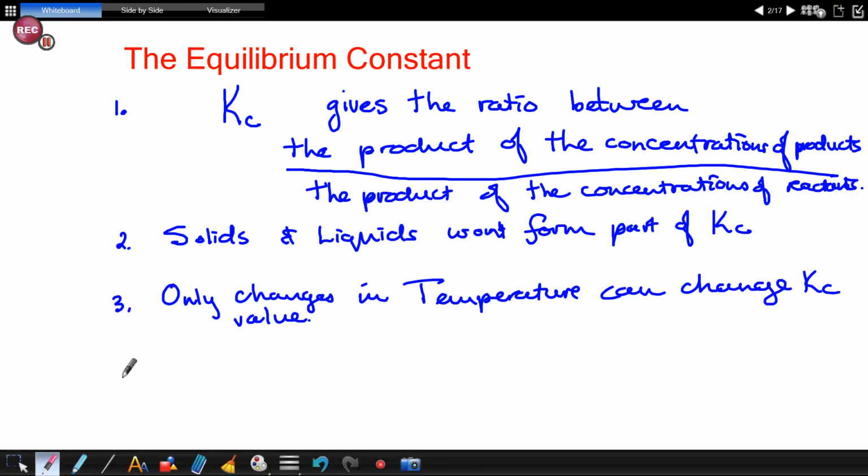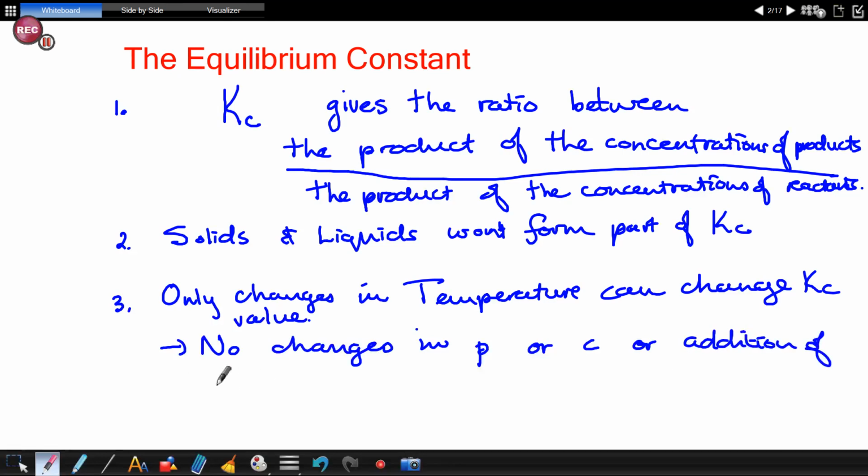What's Kc? The equilibrium constant. You get me? No changes in pressure or concentration or addition of a catalyst will change Kc.